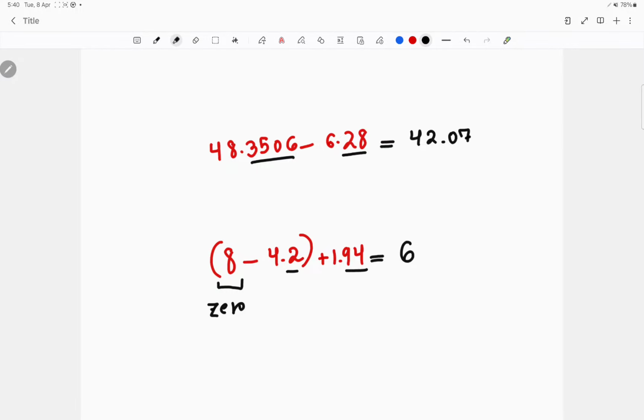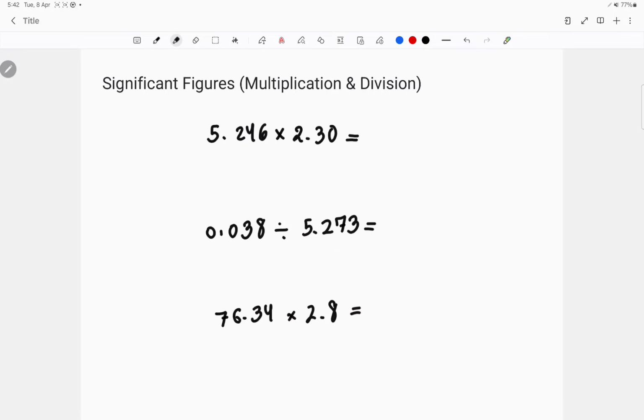And now we're going to move on to significant figures. So here, for example, I have 3 significant figures, and here I have 4 significant figures. Okay, so here I have 3 sig figs, and here I have 4 sig figs. My answer has to be only 3 sig figs. So I must only end up with 3 sig figs.